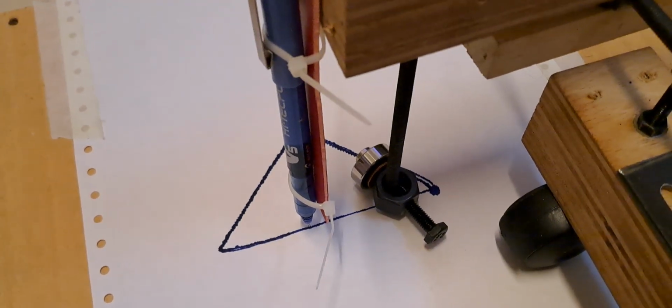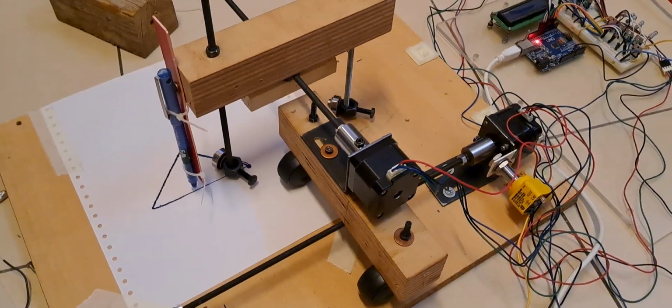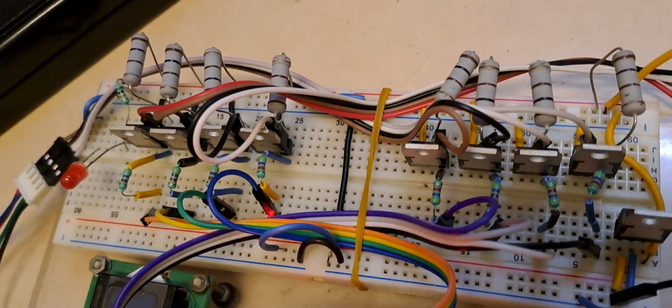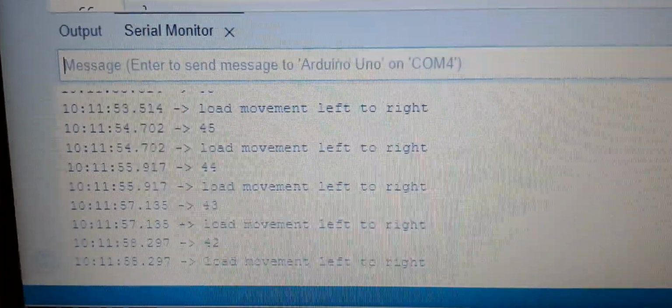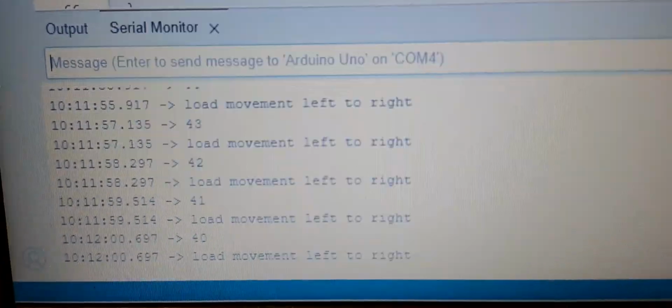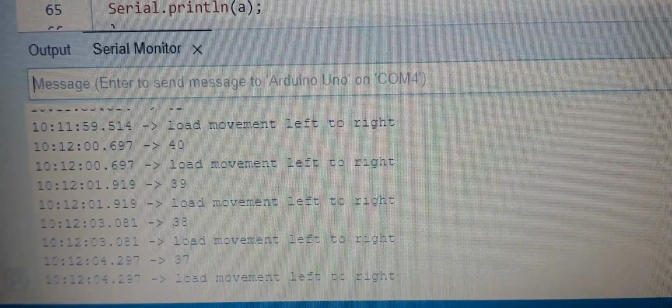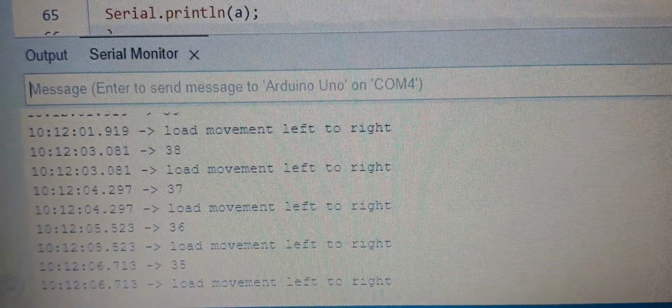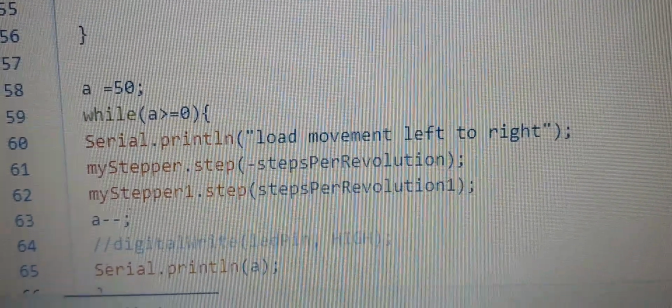You can see the triangle is being made by my CNC machine. So this is the far view of the CNC machine. As you can see, this is the stepper motor driver, and this is the Arduino Uno, and here this is the Arduino Uno software. The software is running. You can see the number of turns remaining, and this is a glimpse of the software.